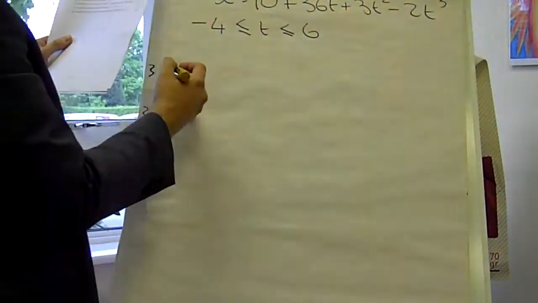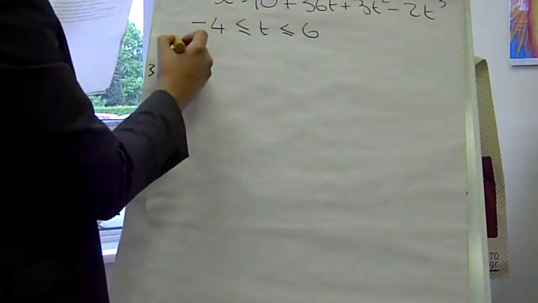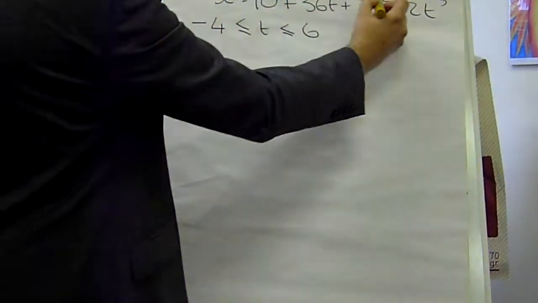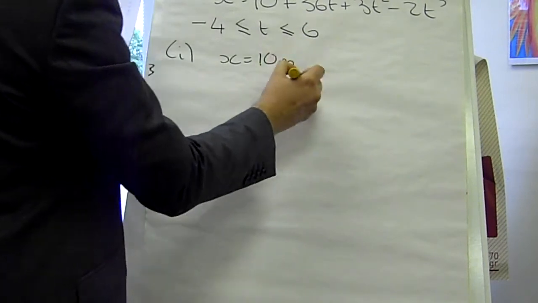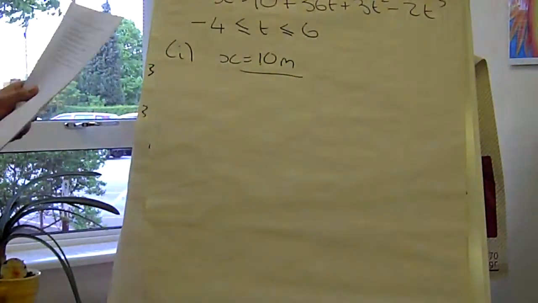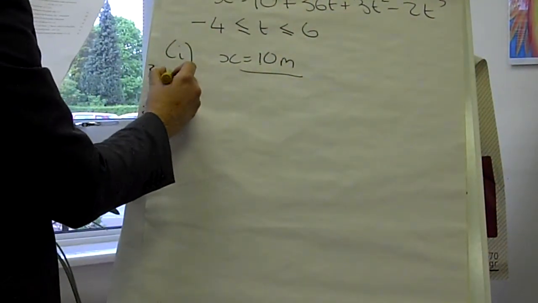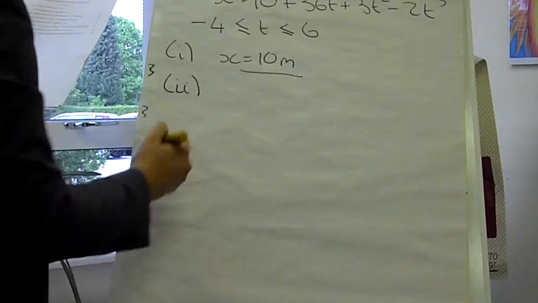Part 1, write down the displacement when t is 0. So we simply substitute t is 0 in here, and that clearly gives us x is 10 metres. So that's part 1. Part 2, find an expression for the velocity of the particle.